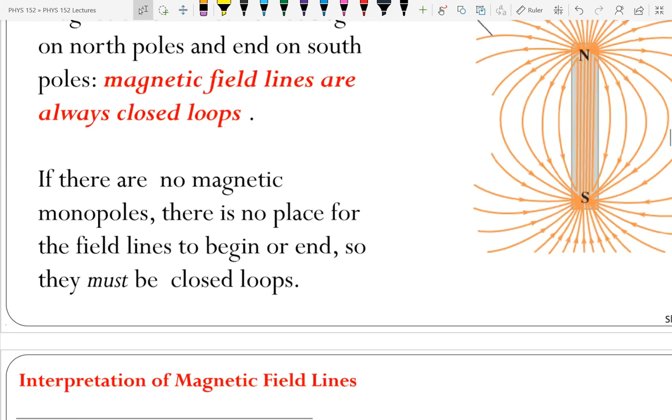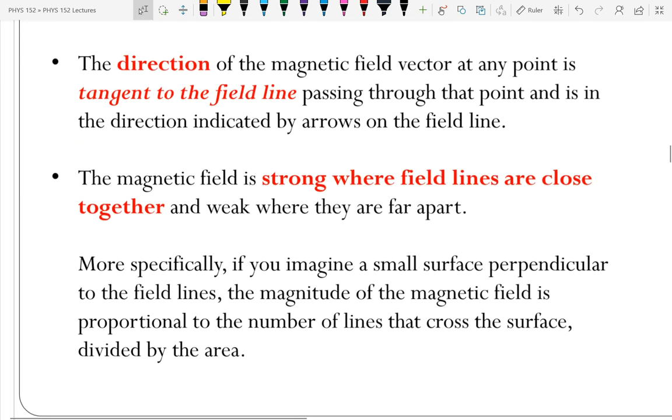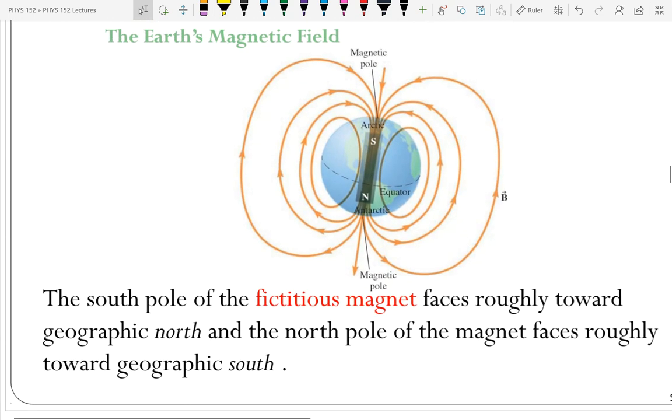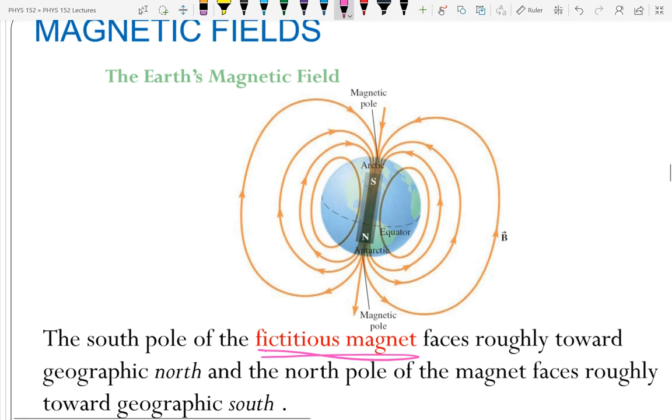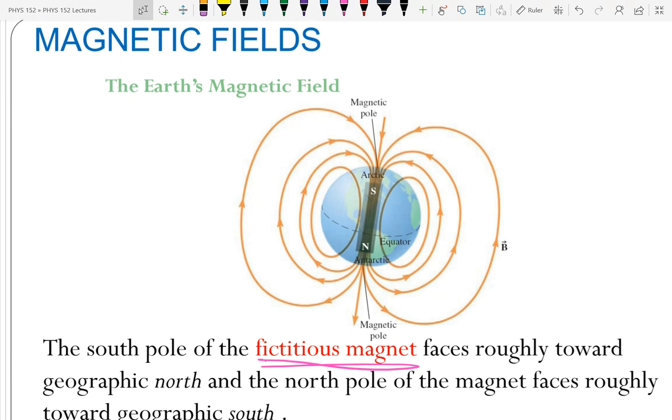Okay, I've already talked about this. I already talked about this too. I've talked about a lot of this stuff. It is important to realize there's not really a magnet in the Earth. That's something we talk about to understand it better.